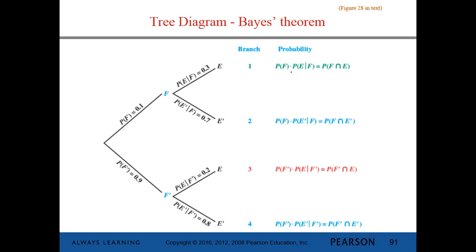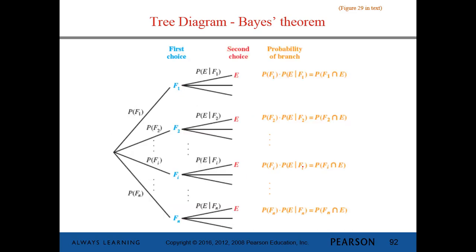Okay, so now, by using Bayes' theorem, we can find the probability of F by taking the probability of F times this, which is 0.03. And then we're going to take this plus this, which is 0.18. So 0.18 plus 0.03 is 0.21. So it's going to be 0.03 divided by 0.21. And that's going to give us our conditional probability.